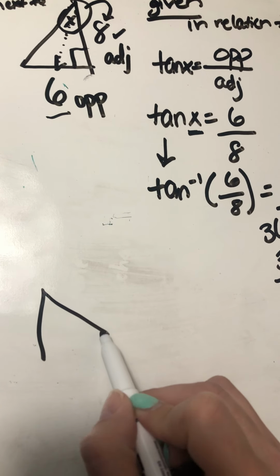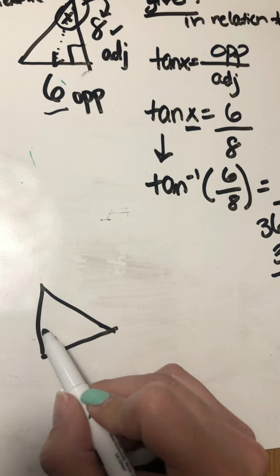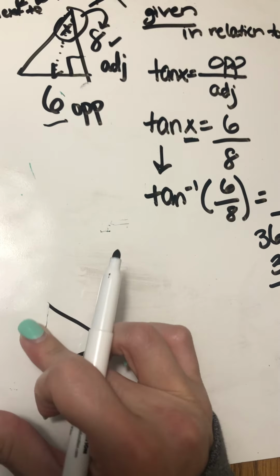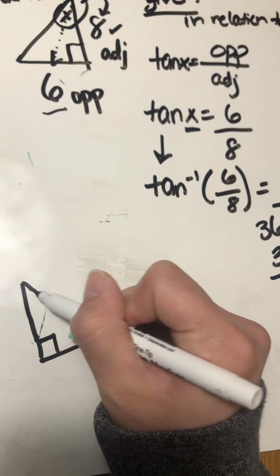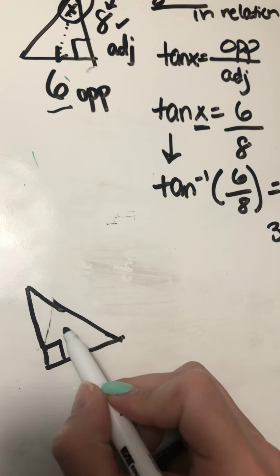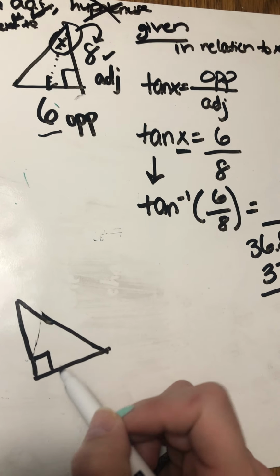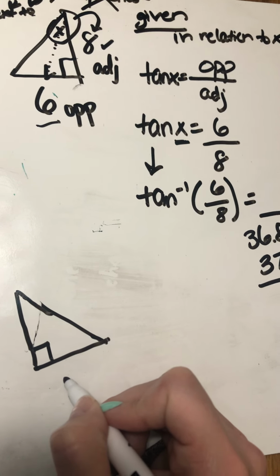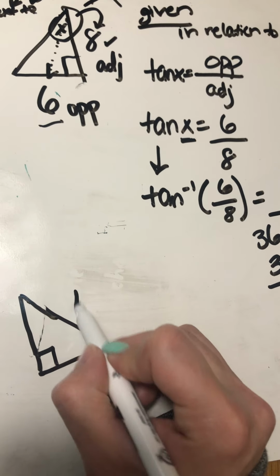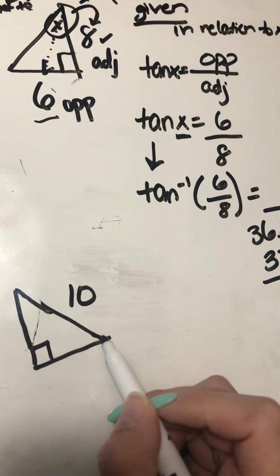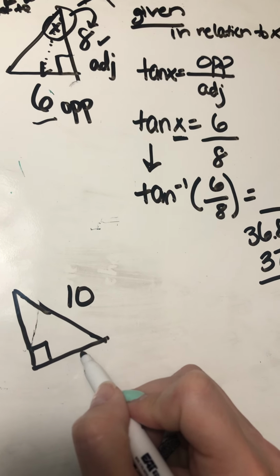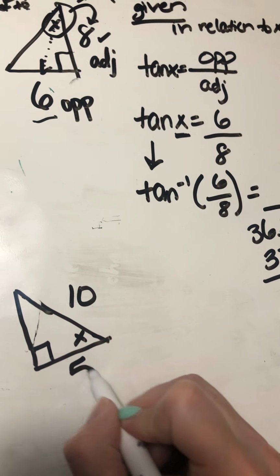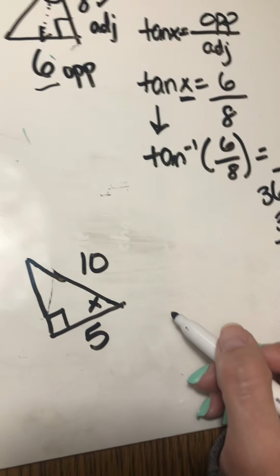Make my right triangle. It's a horrible right triangle, but whatever. I'm going to fix it. Let's do, we have 10 and x is here, and we have 5.